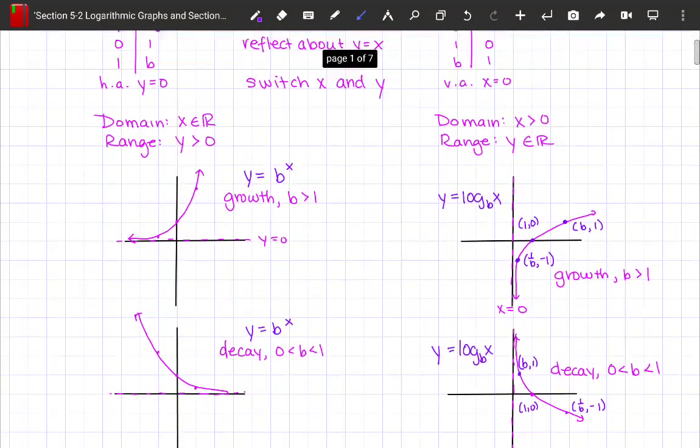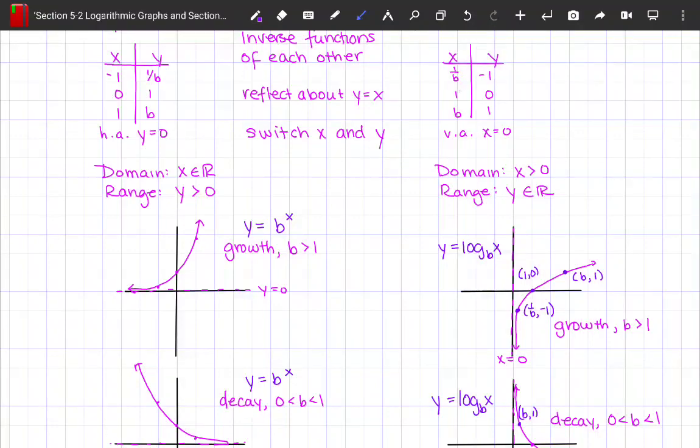So let me see if I can get the table here. So here's our table. If the base is greater than 1, then b is greater than 1. So on the x-axis, here's 1 on the x-axis, so b will be somewhere to the right of it. So the point (b, 1) will be somewhere here. Now if b is greater than 1, then 1 over b will be somewhere to the left of x equals 1. And so we have the point (1 over b, negative 1) down here.